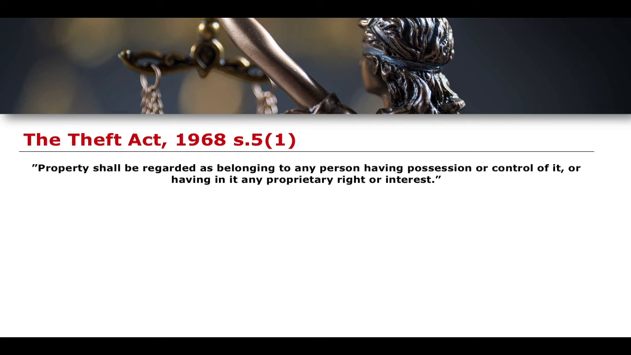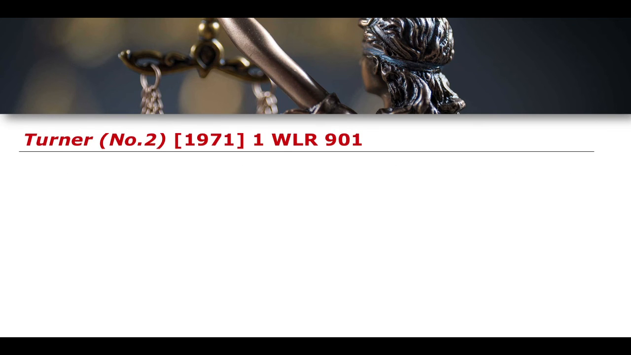So what we see here in the Theft Act, section 5, subsection 1, is that property shall be regarded as belonging to any person having possession or control of it, or having in it any proprietary right or interest. Simple as that. Let's think about an example which illustrates some of the complexities of this point. So in 1971, we get the Second Turner case.